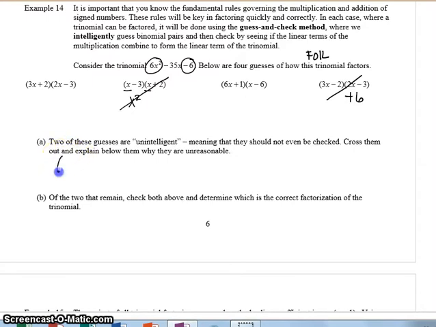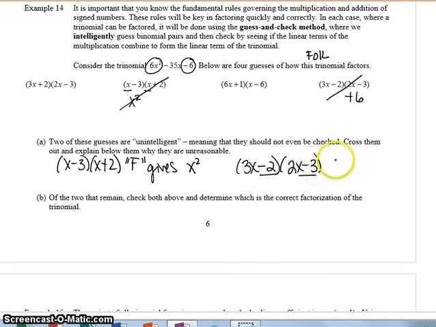So if I explain my work down here, the x minus 3 times the x plus 2, the F in FOIL gives you x squared, and you're looking for 6x squared. And then the binomial 3x minus 2 times 2x minus 3, if you're doing the last, the L in FOIL, you're going to be getting a plus 6, and again, you're looking for a minus 6.